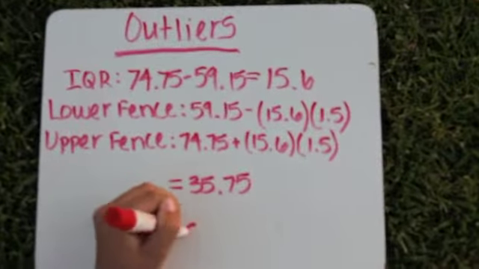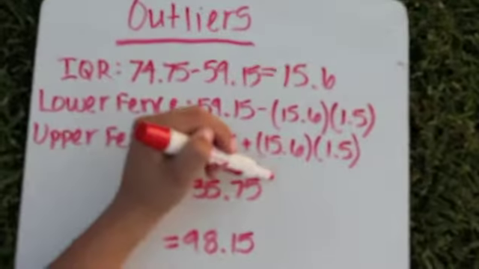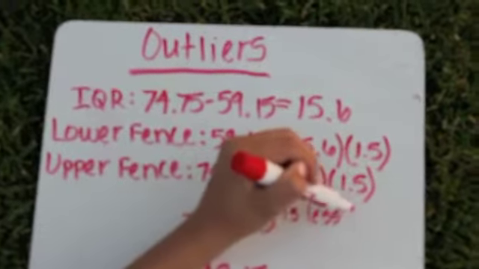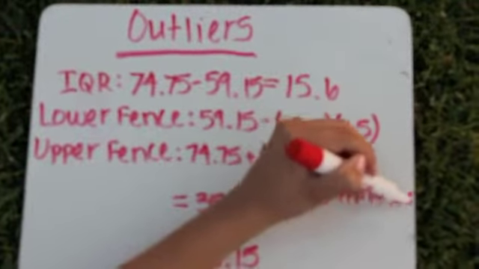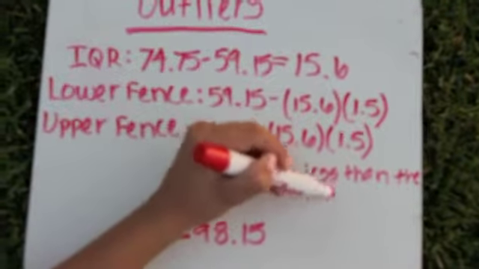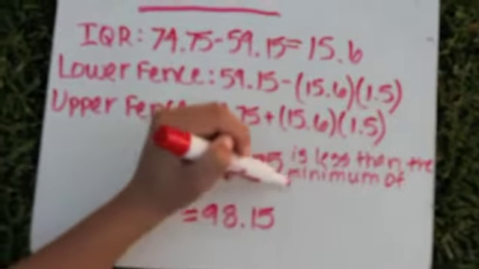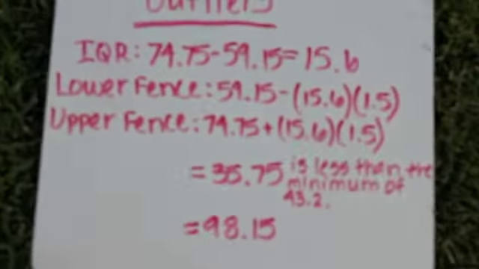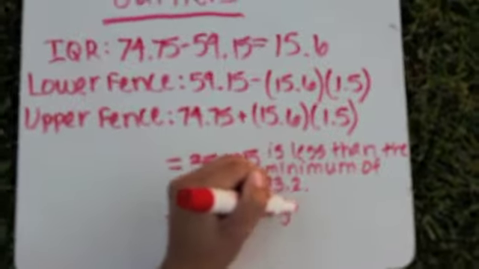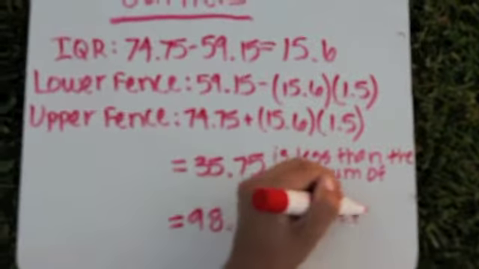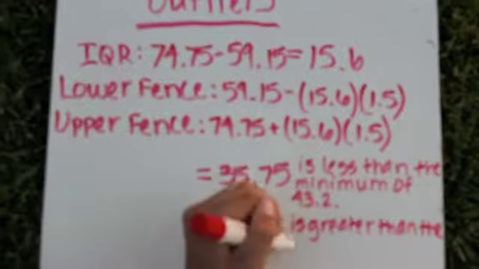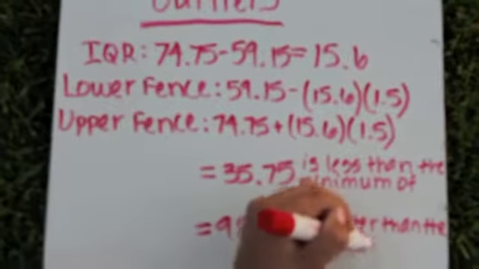The lower fence calculates to 35.75 and the upper fence calculates to 98.15. Since 35 is less than the minimum, we can conclude that there are no minimum outliers. Since the upper fence is higher than the maximum, we can conclude that there are no upper outliers.